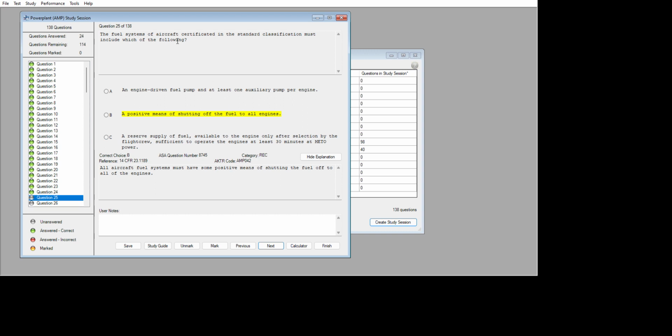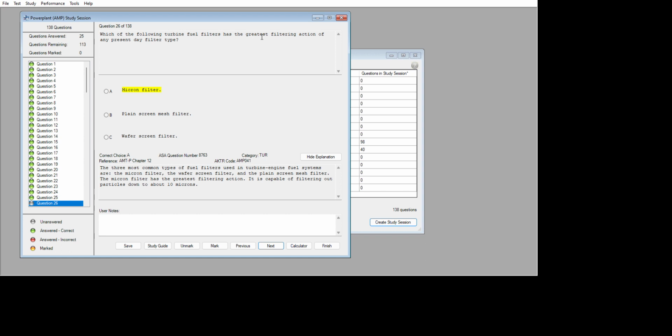The fuel system of aircraft certificated in the standard classification must include which of the following? A positive means of shutting off the fuel to all engines.